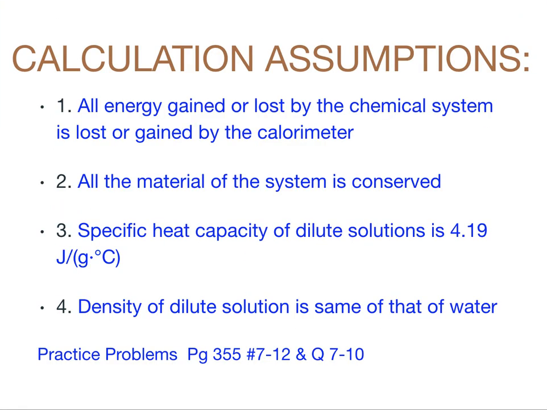So all energy gained or lost by the chemical system will be gained or lost by the calorimeter, the water inside of it, not the actual cup container. All of the material in the system will be conserved. We're going to use the specific heat capacity of water when we're dealing with a solution, so 4.19 joules per gram degree Celsius, and we'll use the density of 1 kilogram per liter as well. And that will give us all the information we need in order to do some calorimetry calculations.